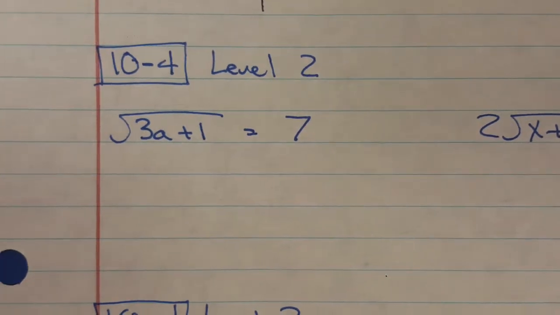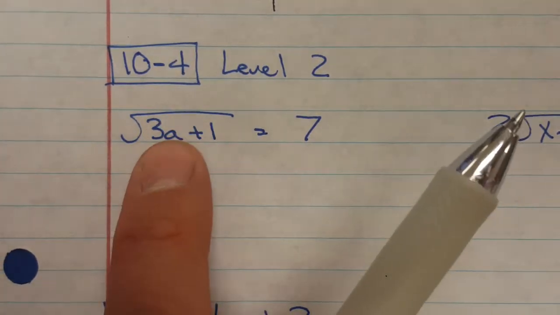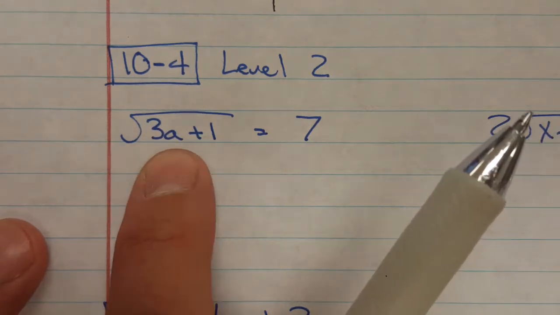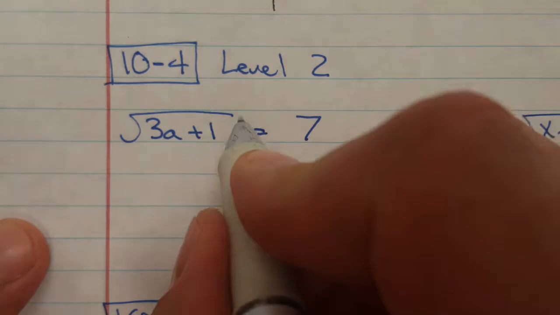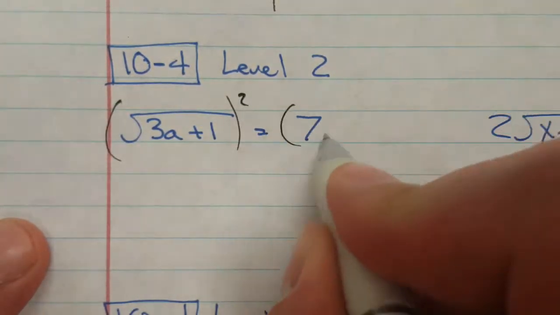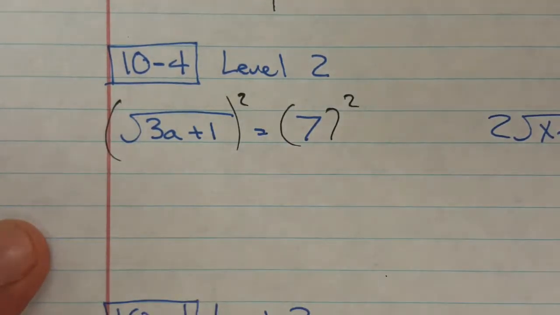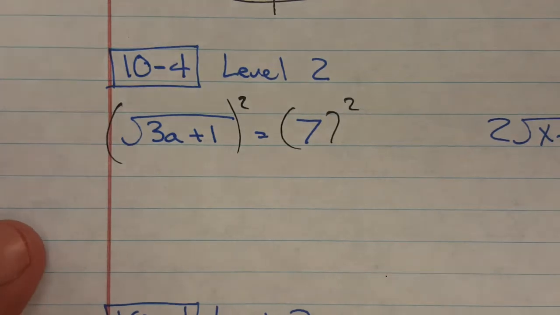All right, moving on to level 2. What do you do when you have a giant radical? What happens when you have a whole bunch of stuff inside the radical and nothing outside of it? Well, believe it or not, here's what you do. Square both sides. If you have a giant radical sign, square both sides and the radical will go away.